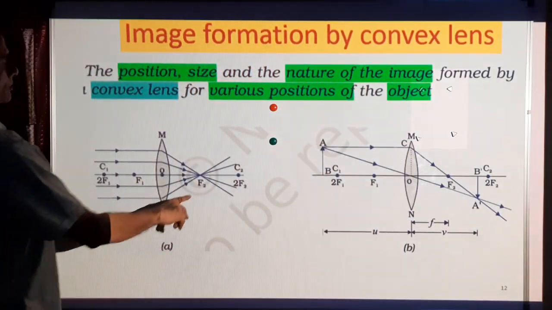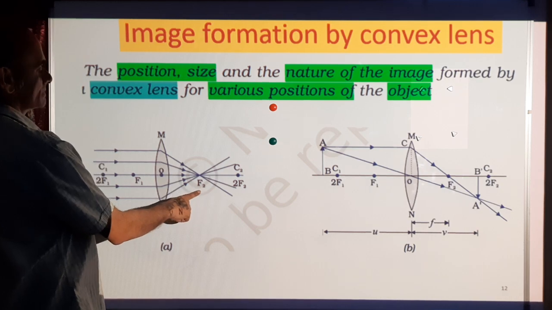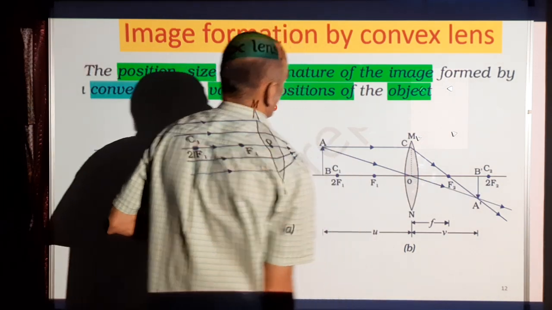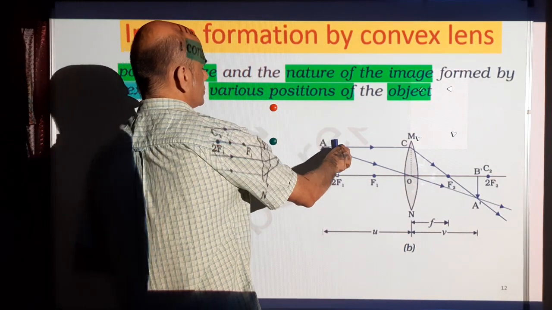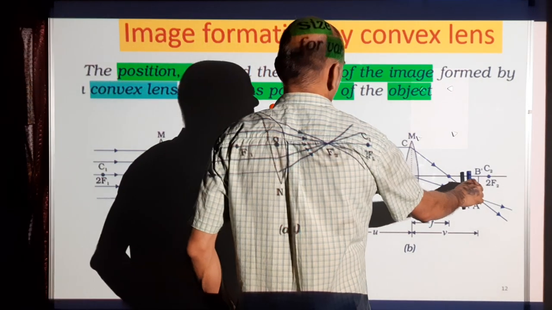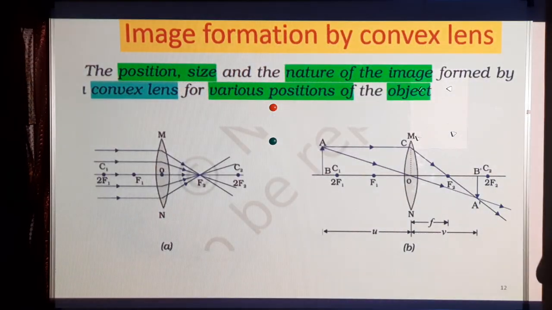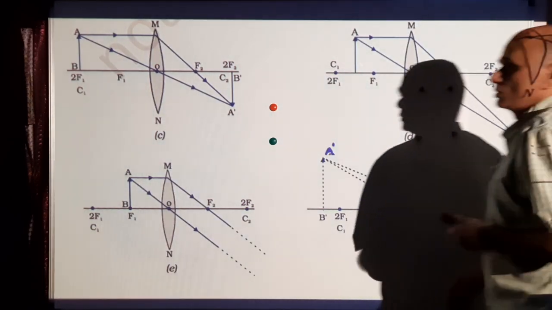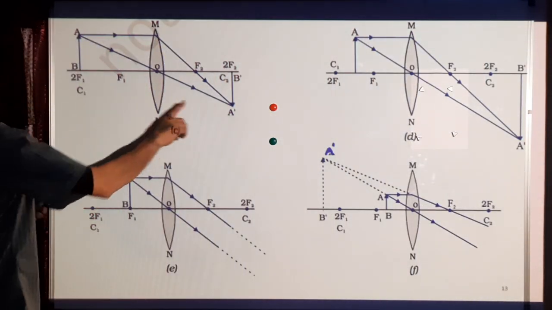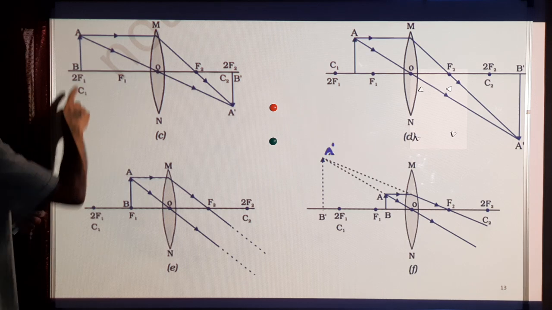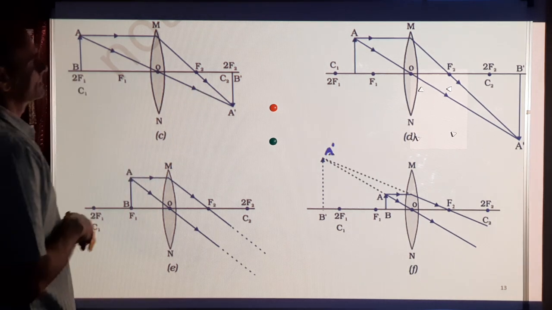One more thing to notice is the image, which is at focus here, which is a point image. Here it's moving away. Next, move this object to 2f. So the image will move further. Object is moved to 2f on the left side. Image is moving to 2f on the right side. Here the size of the object and size of the image are same.